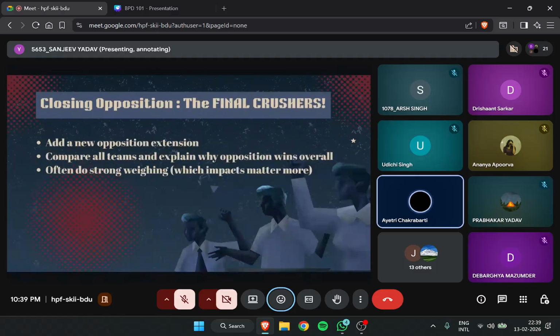Closing opposition. Now, these are the final people, the final crushers. What do they go ahead and do? You have to bring the strongest final opposition angle plus weigh everything. That is where weighing comes in, right? One, you have to do the same thing that the member of Gov also does. Add a new opposition extension. Could be anything that I explained. It could be a flip. It could be a different mechanism, new angle, new frame, new stakeholder that everyone else missed. That is completely on you, how you flip the entire debate towards your side. One, that is something that both members of opposition have to do.